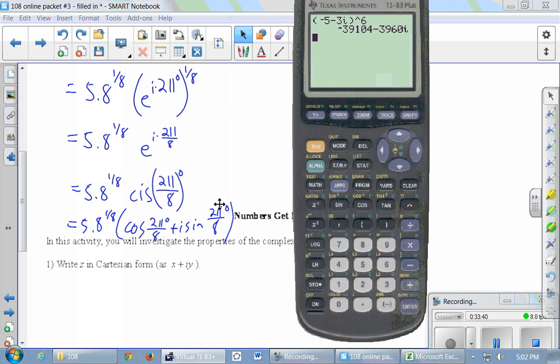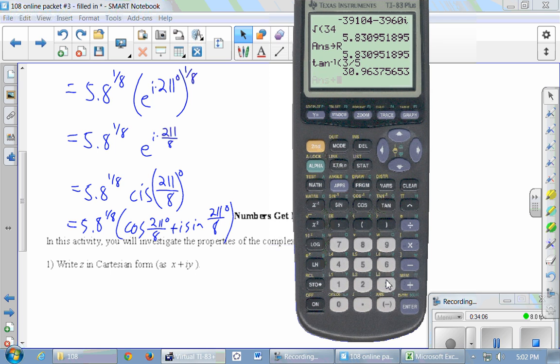The 5.8 again was the square root of 34. I really need to save this number, so let's store that as r. And then I also wanted to store the 211. It wasn't 211 exactly; it was the inverse tan of 3/5, and then we added 180. We're going to store this as theta. So there's your r and there's your theta.